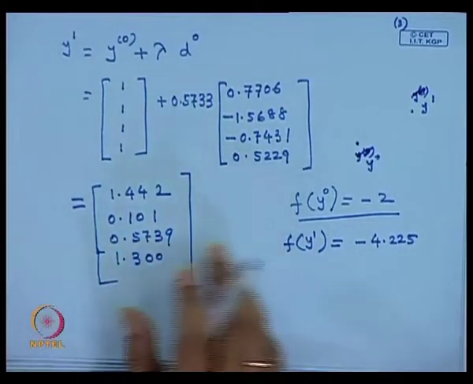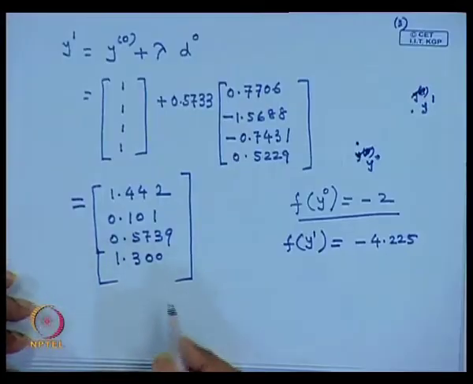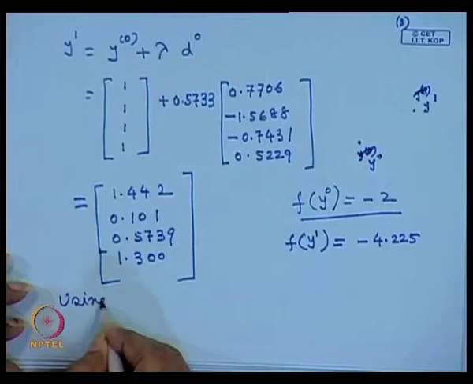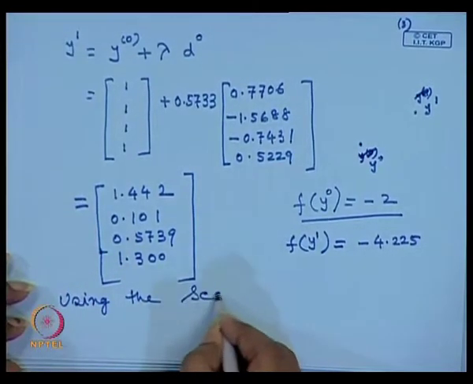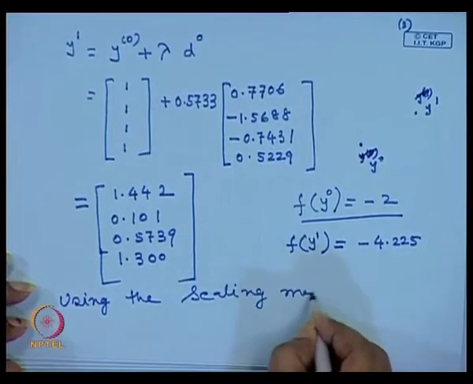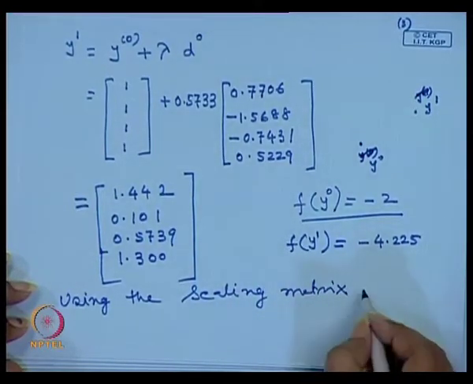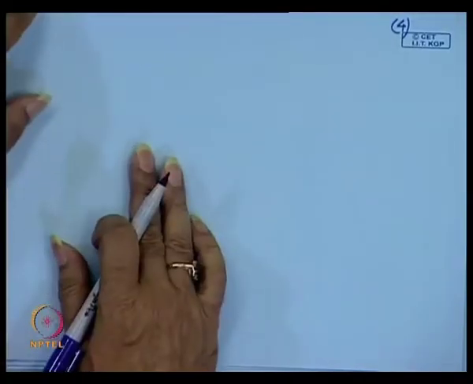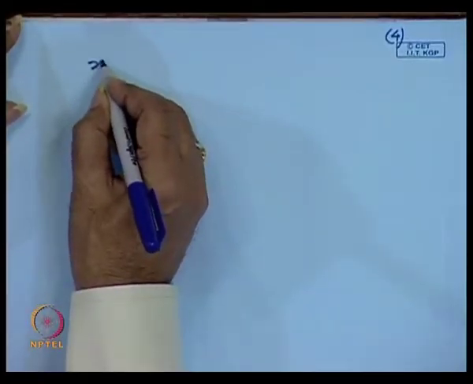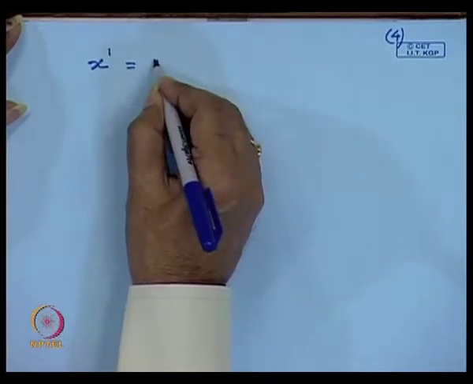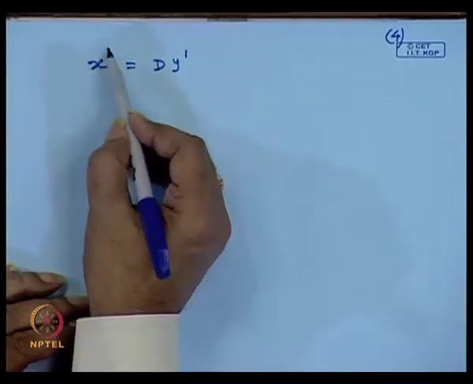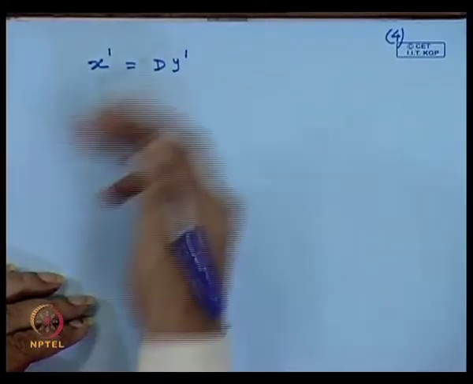So, we know how the new variables and original variables are related. Now you can write it using the scaling matrix D. Then if you recollect how they are related, x of 1 is equal to D of 1. Either this one with bracket you can write it; the bracket indicates the iteration, the first iteration we are there.